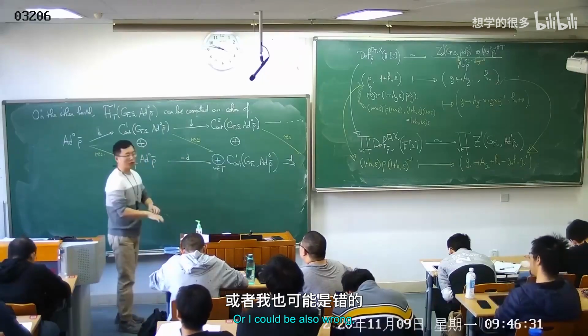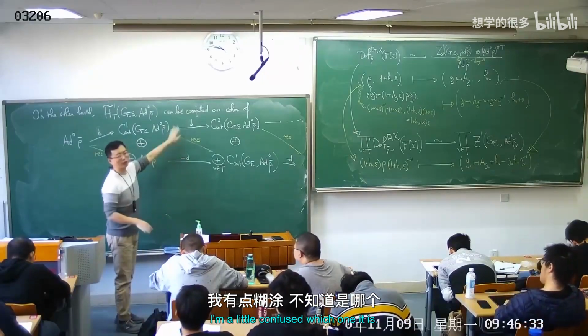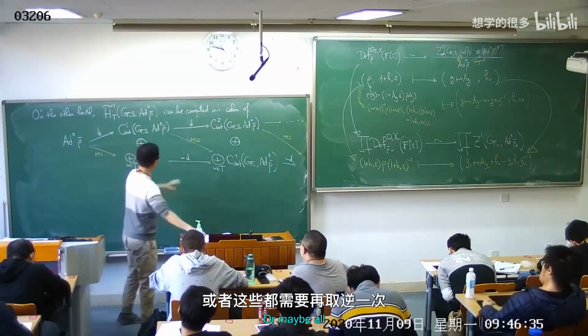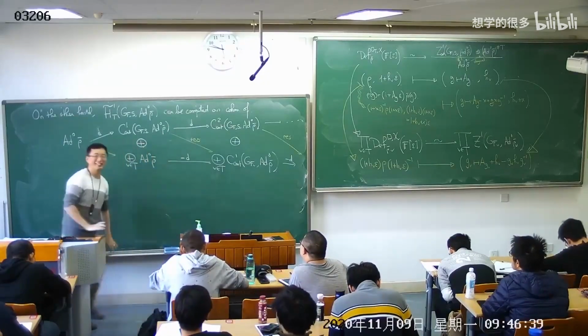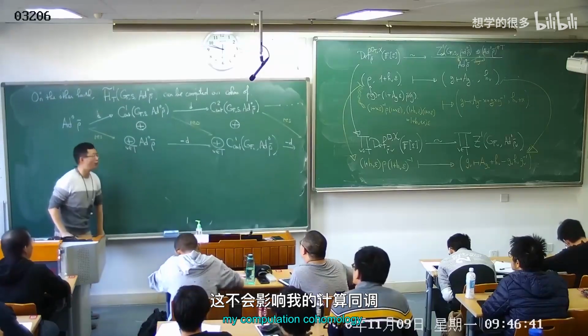Or I could also be wrong. It could be the other one. I'm a little confused which one it is. Or maybe all of these have to be inverses again. But anyways, not important. It will not affect my computational cohomology.